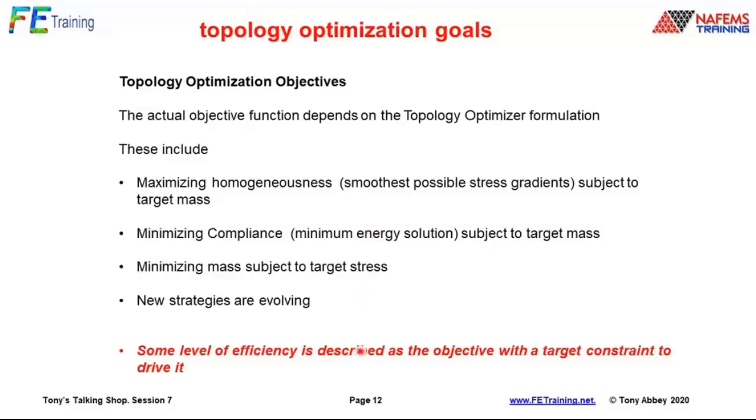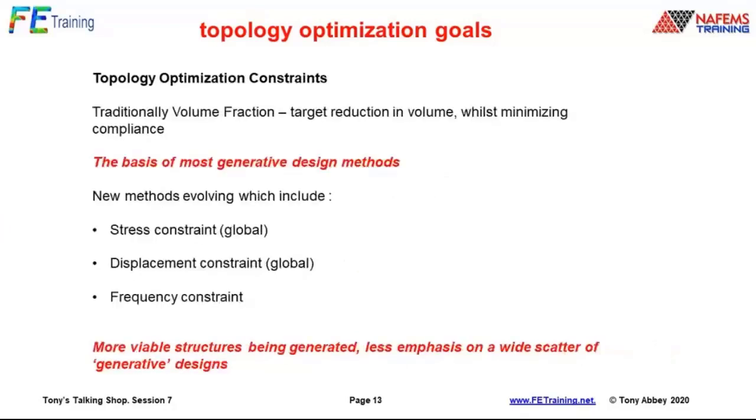So what we're trying to do is derive a level of efficiency as the objective, with some kind of target constraint to drive it. That is the fundamental approach taken with all of these topology optimizers. What are the constraints? We've got the objective to minimize or maximize something. What are the constraints on there?